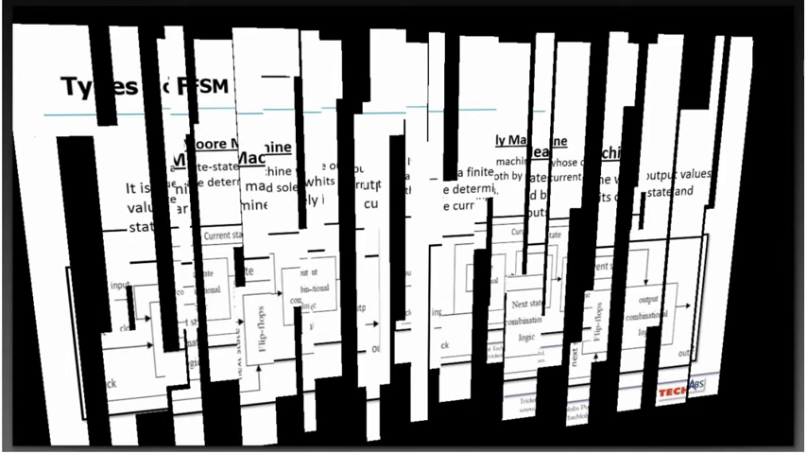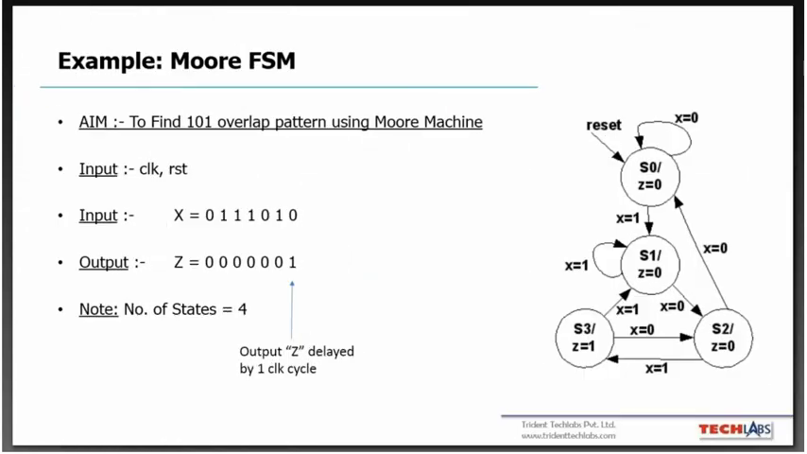So what is the example I have taken for Moore FSM? My aim is to find the 101 overlap pattern using a Moore machine. So what are the inputs that I am having? There are two inputs: one is clock and the other is reset.